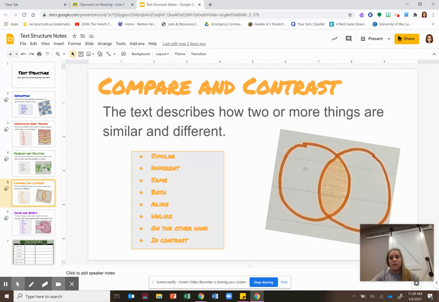And if you guys remember, the similarities go in the middle, the differences go on the outside. This is when we did that activity with the Jolly Ranchers and the Tootsie Roll.